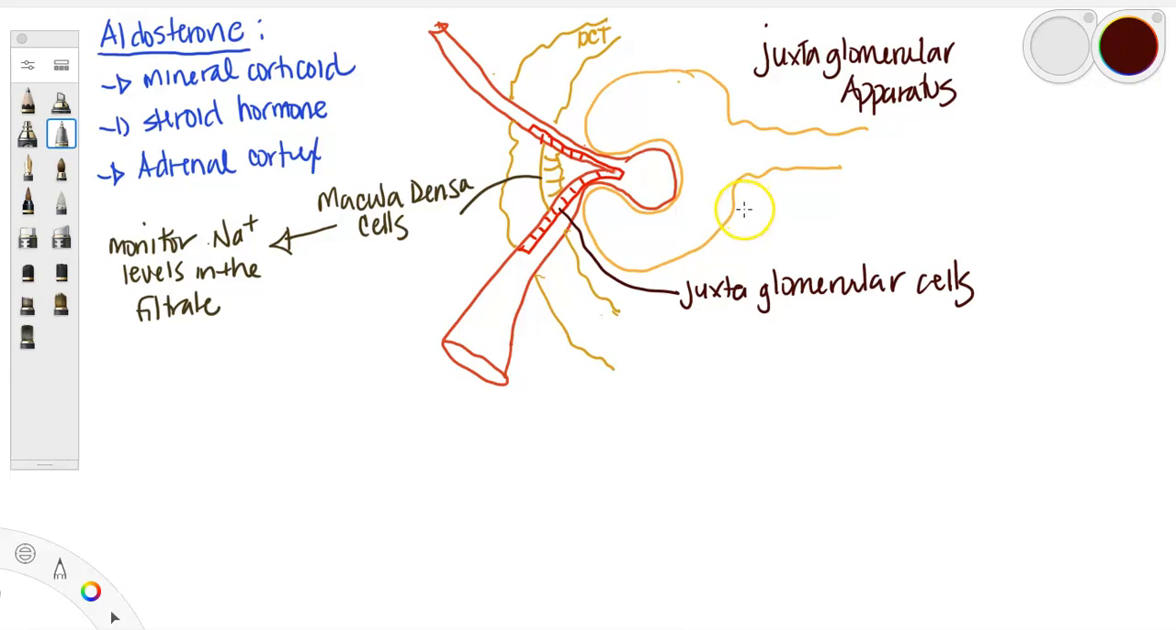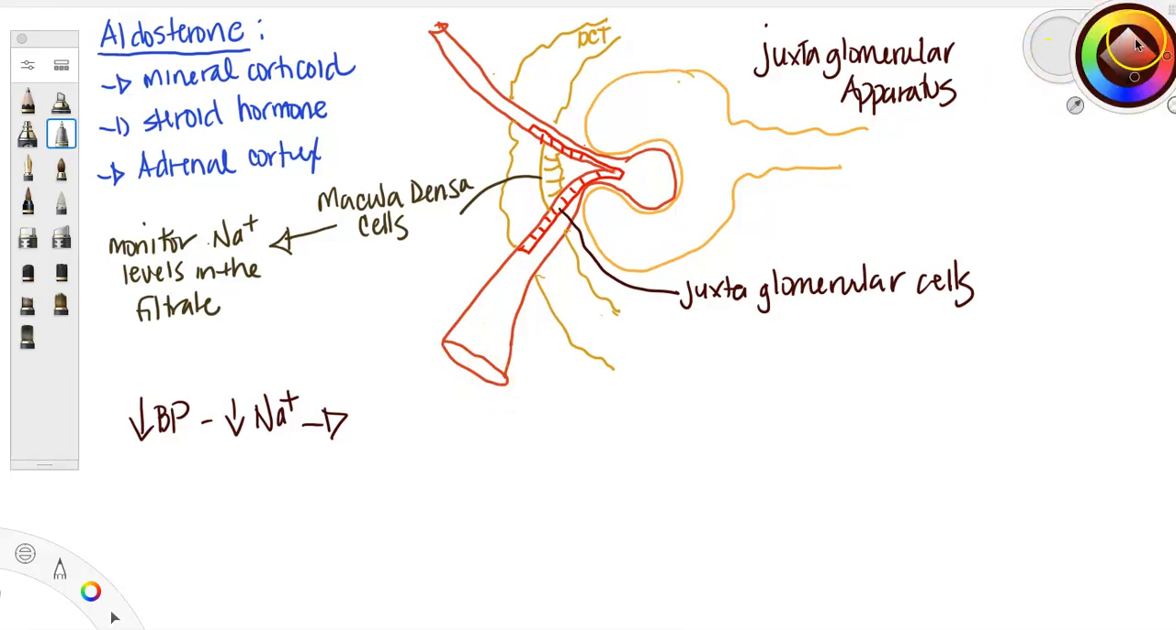Okay, so we have these macula densa cells, and they're monitoring the sodium in the filtrate, and they're looking for decreased blood pressure, and they sense that through decreased sodium. Okay, so when it senses that, what does it do? Well, it secretes something called renin. And everybody should know this at this point. Let's hope.